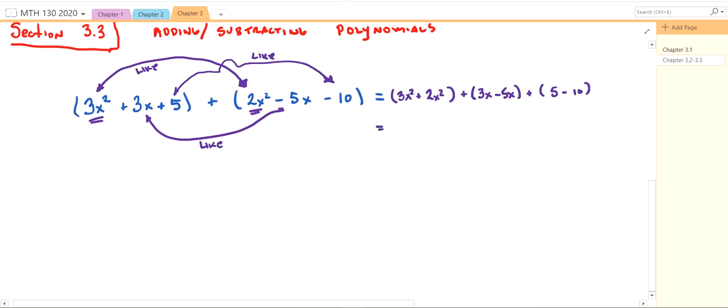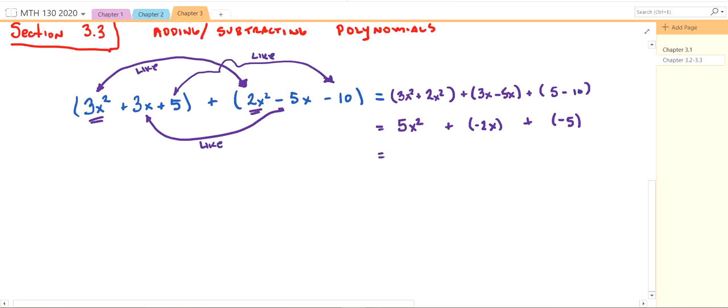So I just performed this operation. 3x squared plus 2x squared equals 3 plus 2, which is 5, so we're adding like terms. There's 5x squared plus 3x minus 5x. Remember, you're going 5 to the left on the number line from 3. So 3x minus 5x is minus 2x, plus 5 minus 10 is minus 5.